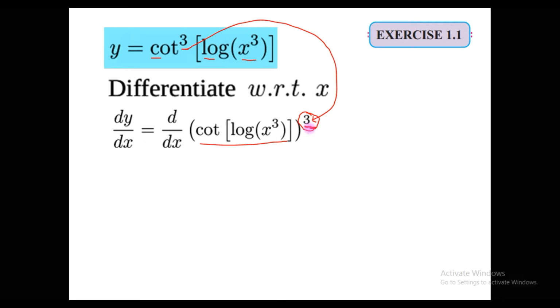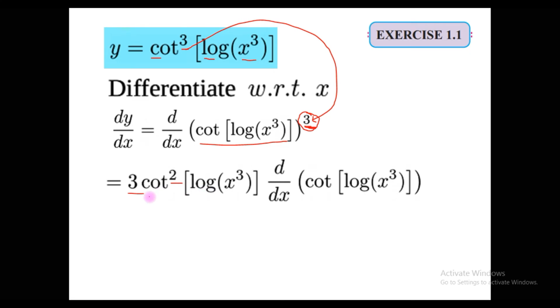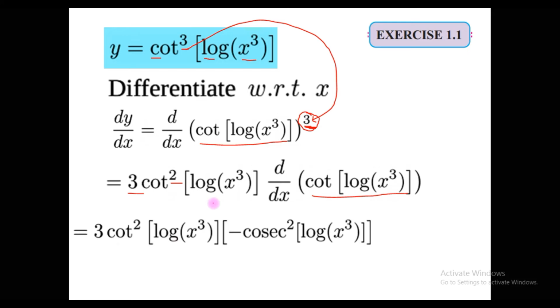If it is a cube, the derivative is 3 times the square, like x cube gives 3x square, but here it is cot, so we take the square of cot. And we should multiply this by the derivative of inside. What is inside? It's cot of log of x cube. After that this part will remain as it is, and again here the outermost function is cot, so the derivative of cot is minus cosec square, and I should multiply this by the derivative of the inside function.